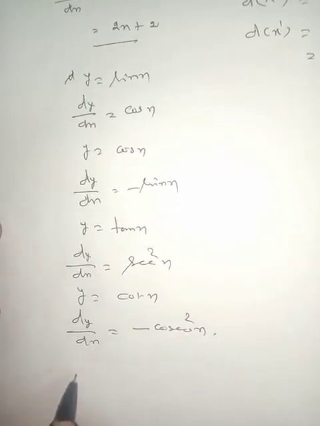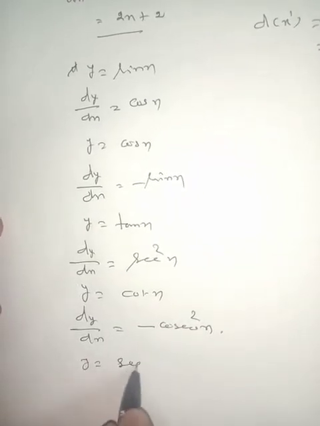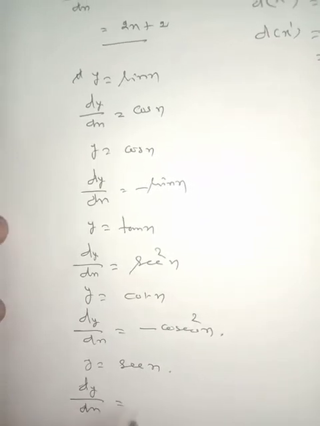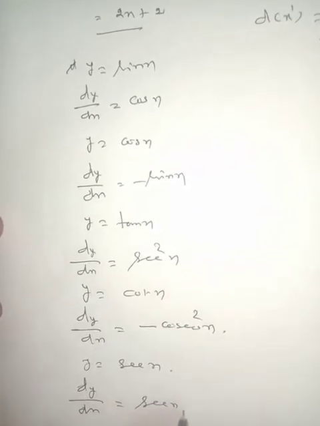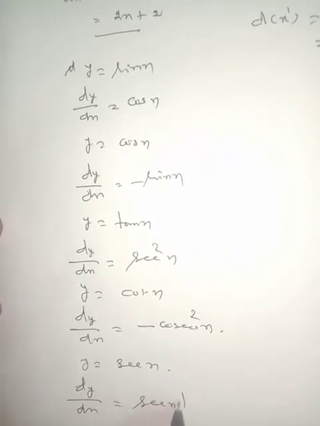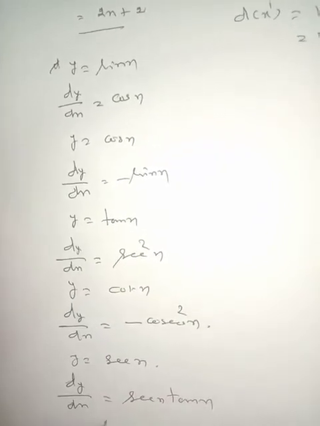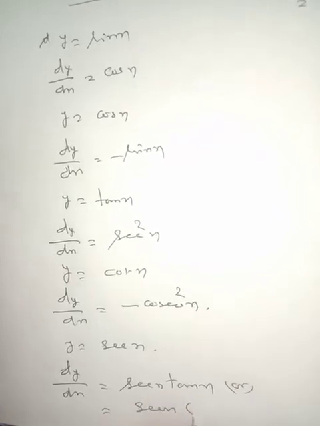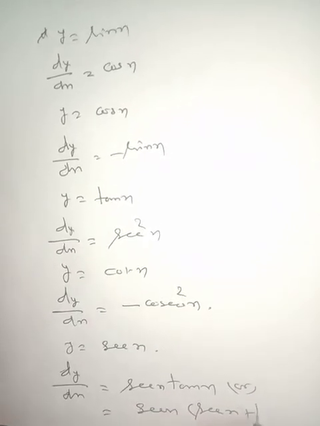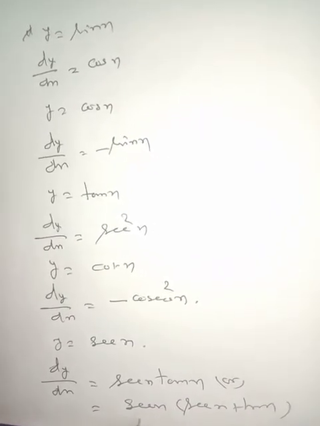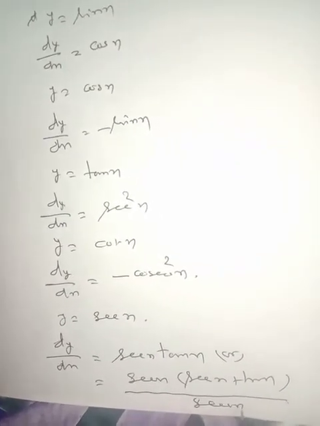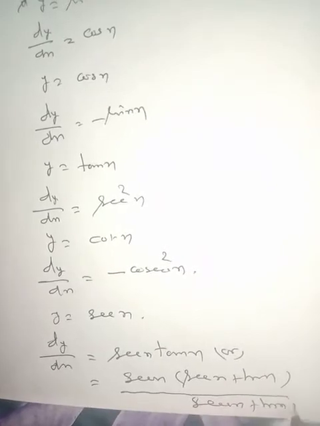Next, y is equal to secant x, differentiate y with respect to x is secant x tan x or secant x plus tan x divided by secant x plus tan x. Cancelling these two, we get secant x.